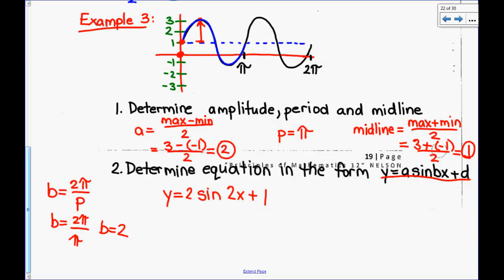So we've used the characteristics that we've seen in this graph to figure out amplitude, to figure out midline, to help us figure out what our B value is, and then we just plug that into the equation, and we can actually calculate or determine the equation of this graph.